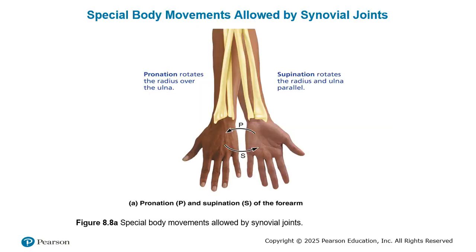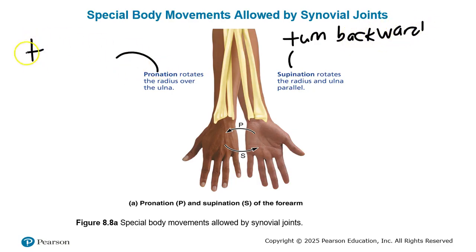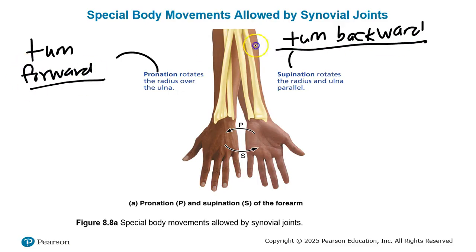Let's first focus on pronation and supination. This is all about the radius and the ulna of the forearm. This is all about whether or not you can have your palms up or your palms down. So supination means to turn backward. Turn backward, that's one little general thing you can say. Whereas pronation means to turn forward. Now we got to focus on what does it mean to turn.